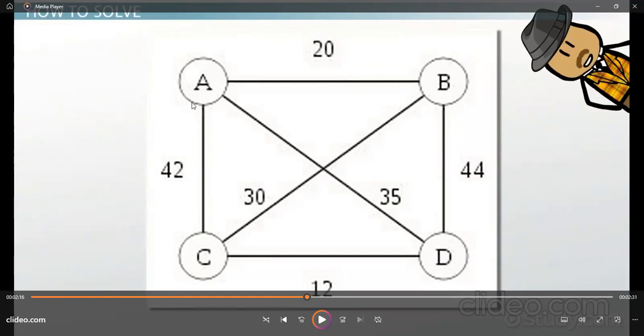Then from A, if we reach C, it is 42, so the cost will be 106. Like this, we have to calculate. If you calculate, then we will get the minimum cost path from D to C, then C to B, B to A. The minimum cost is 62.